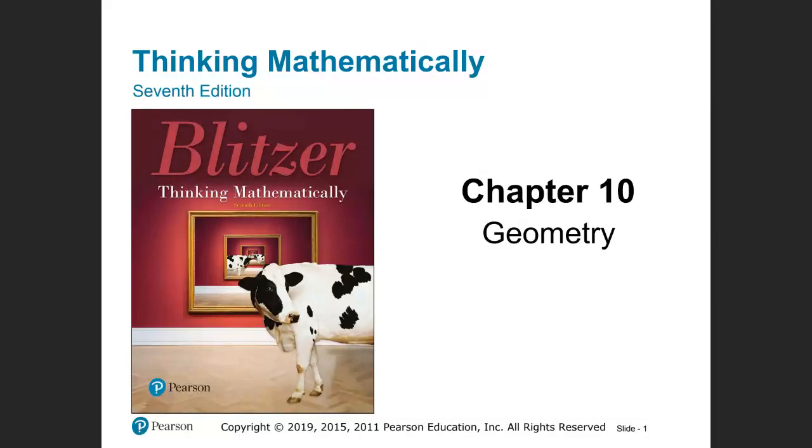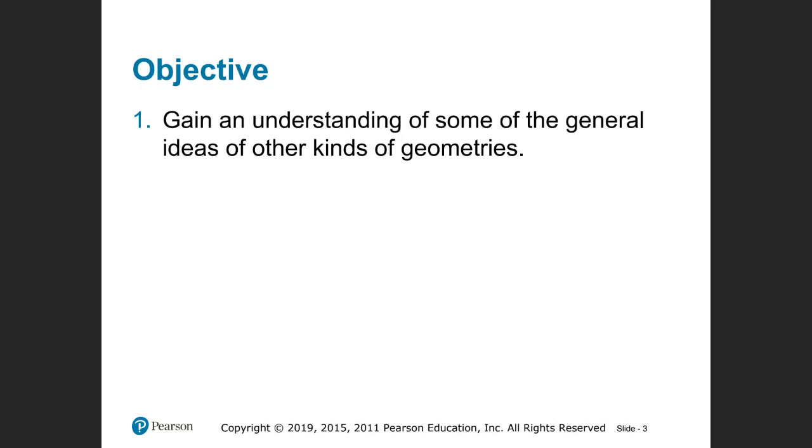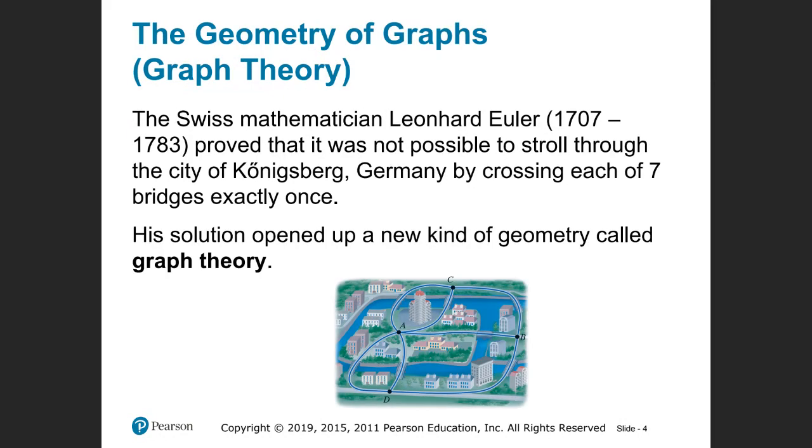Until now, we've been looking at Euclidean geometry. Now we're going to explore beyond Euclidean geometry. This is section 10.7. The objective: gain an understanding of some of the general ideas of other types of geometries. The first thing we're going to look at is the geometry of graphs.